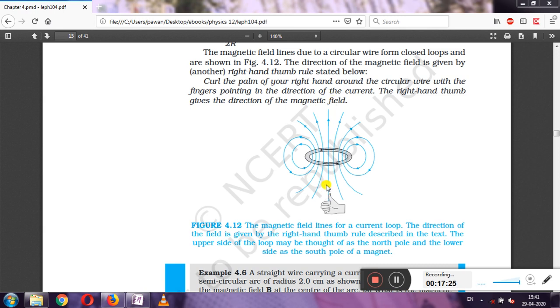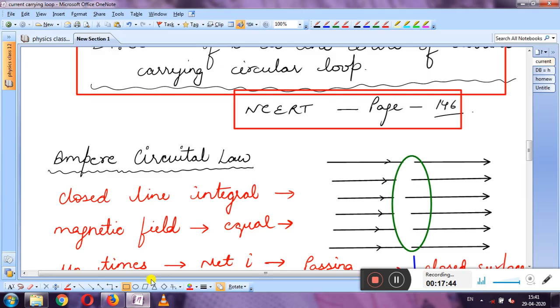So this is an important point to be noted, that the magnetic field line due to a circular current carrying loop will be a straight line at the center. This fact you have already studied in class 10th. Okay, so this was all about the direction. Now let us see what we have next.